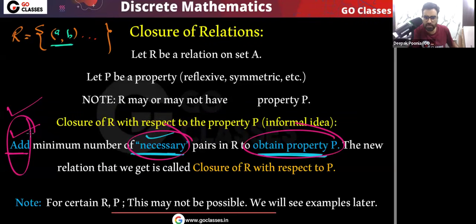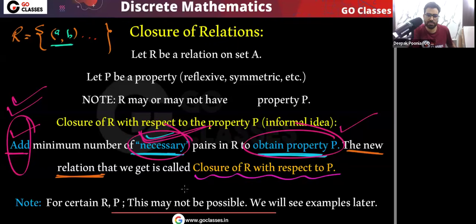That's it. These are the three important words. We want to obtain property P by adding, not by removing, minimum number of necessary pairs. We want to add necessary pairs. Now, this new relation that you will get will be called closure of R with respect to property P. That's it. This is the informal idea. Very simple. This is actually very, very easy. With an example, it will become more clear. In the relation R, you add minimum number of necessary pairs to obtain the property P. This new relation that you will get will be called closure of R with respect to property P.